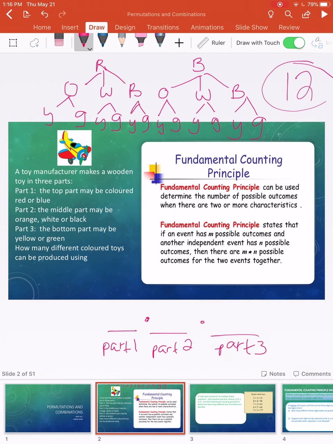And now I'll just write the number of options for each of these events. In part 1, I can have a red or blue toy, which means I have 2 options. In part 2, I can have an orange, white, or black toy, which means I have 3 options. In part 3, I can have a yellow or green toy, which means I have 2 options. So now I can just multiply these together. 2 times 3 is 6, times 2 is 12. That's a whole lot quicker and easier than drawing out an entire tree diagram.